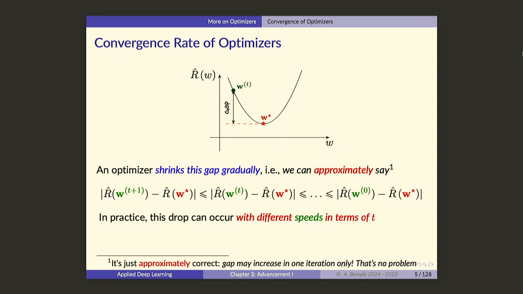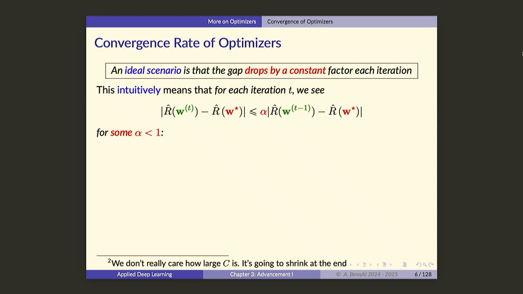Now, what is the ideal case? The ideal case is this one. The ideal thing you can think of is that every iteration I do, my optimality gap is shrinking by a constant factor smaller than 1. Whatever my optimality gap is, I don't care. Next iteration, I'm going to be 90% of this gap. The next iteration, I am 90% of the previous iteration. The third iteration, I am 90% of the second iteration.